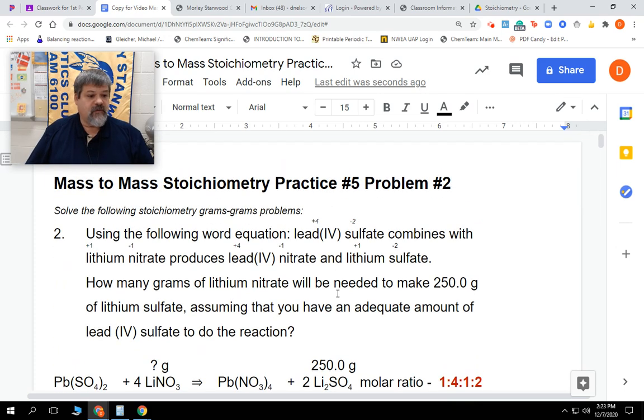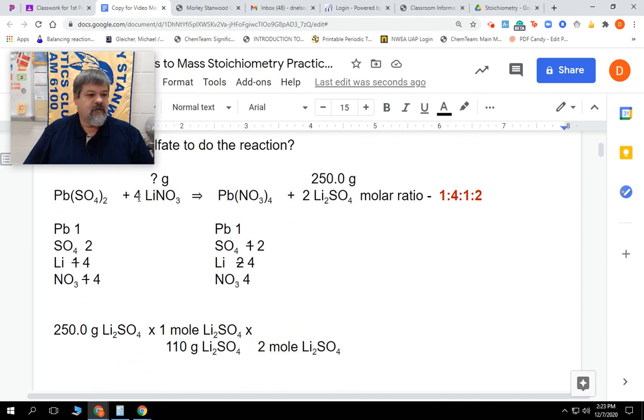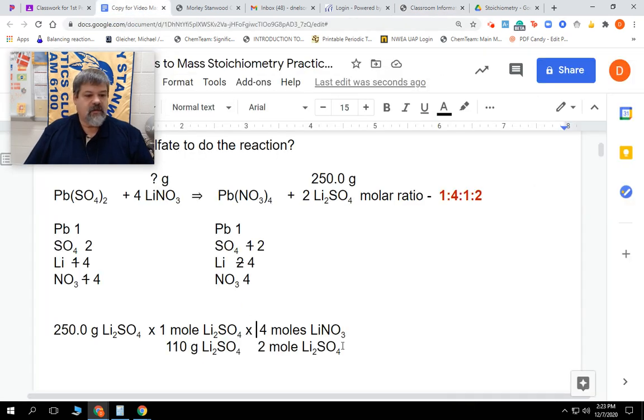Let's make sure that's what we're looking for. How many grams of lithium nitrate are going to be needed? So we're going to put down here 4 moles of lithium nitrate. Okay. So once I have that, now I got to go back and look at my mole map. I got to go moles on bottom, molar mass on top to get back to my grams. So we're going to put our multiplication sign again, and we're going to put grams of lithium nitrate.